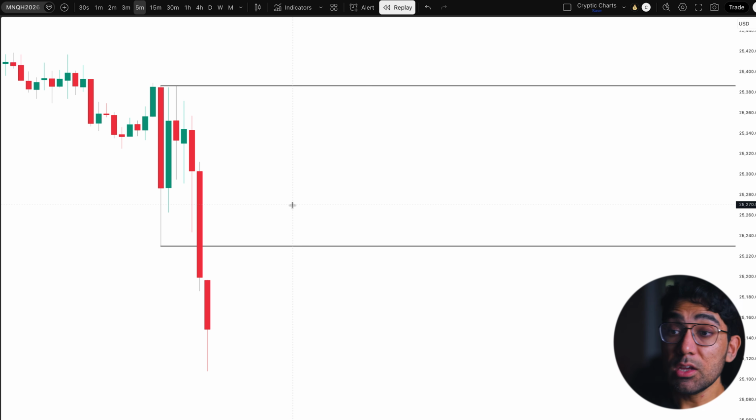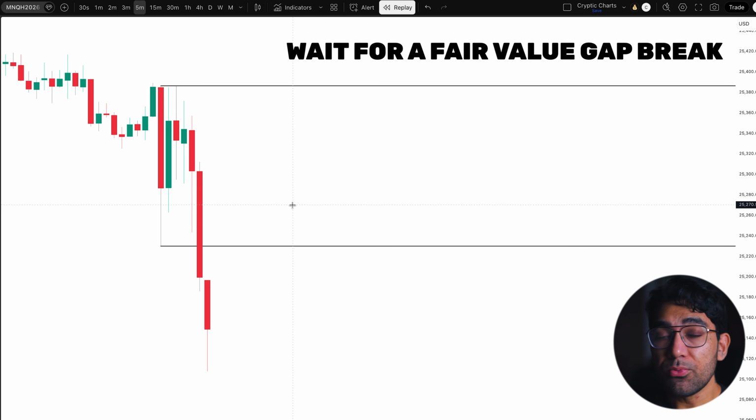We could just literally go and short the market now because we've seen that there's a break to the low of the range. But that's not specifically what we're going to do. That's not what we're looking for. What we actually need, first of all, is a fair value gap sequence that is printing outside the range.